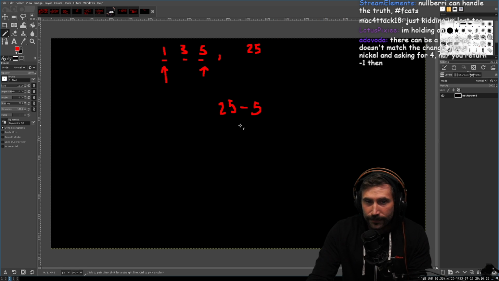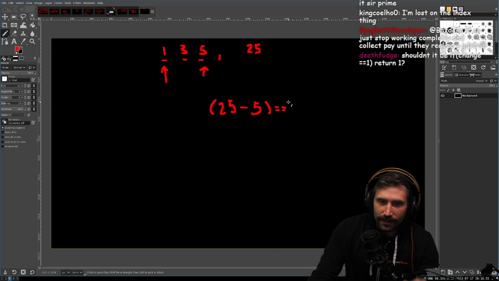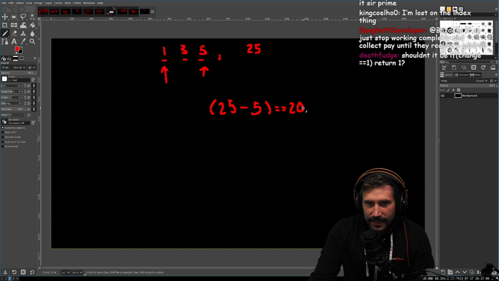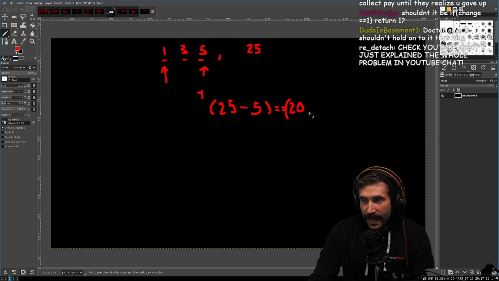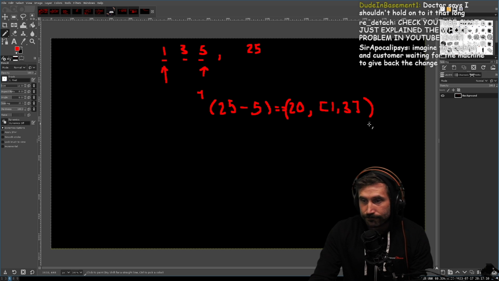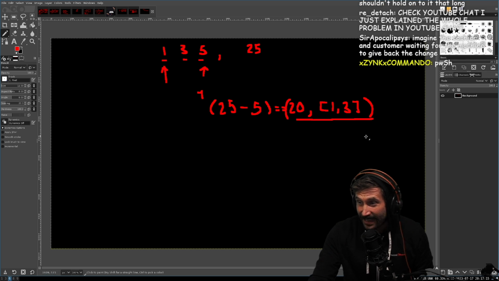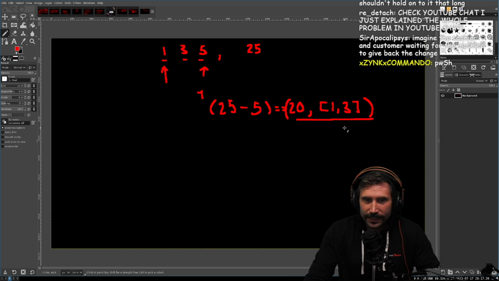I can take 25 minus 5, which is 20, by the way. Quick math right there. Okay? I can take 20, and this is one way to make change with the 5. Now I take this 20, and I now need to make change for 1 and 3. Do you see what I'm doing here? Is this starting to make sense? I feel like this is good.